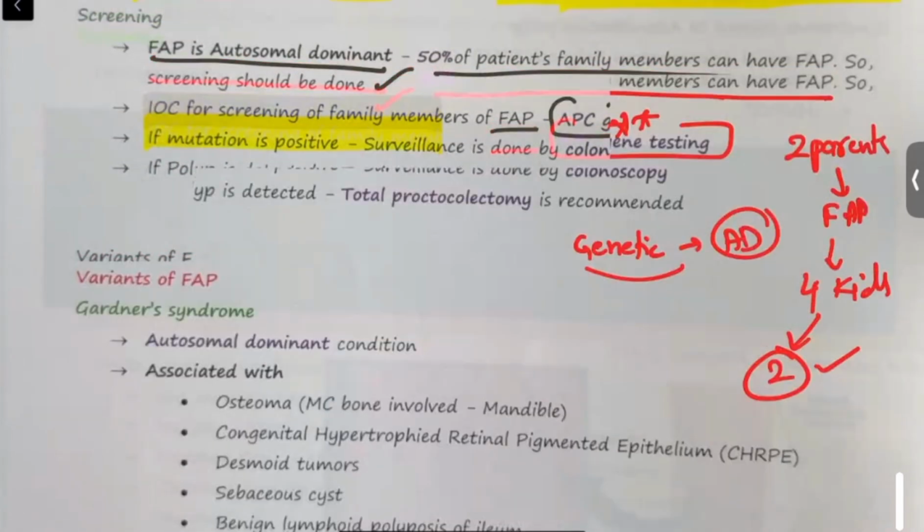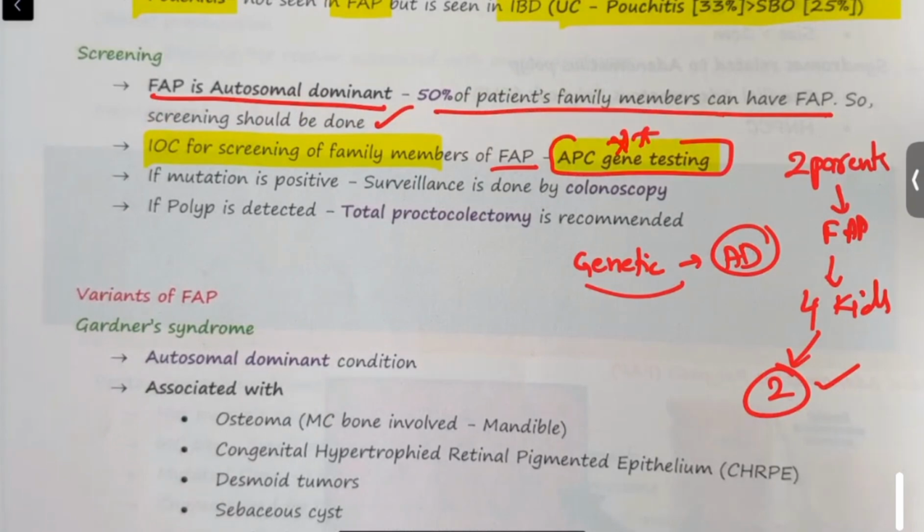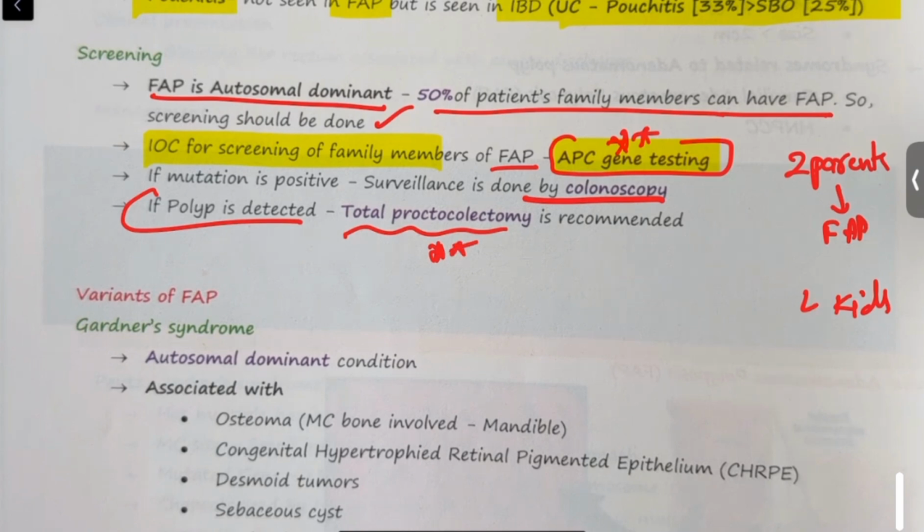If the mutation for this APC gene is positive, then surveillance is done by colonoscopy. So every year they come and get a colonoscopy done, and we can treat them. If a polyp is detected, then we will go for total proctocolectomy if recommended. Okay, early treatment will be initiated if we get to know it beforehand. So that's the reason we will go for screening.